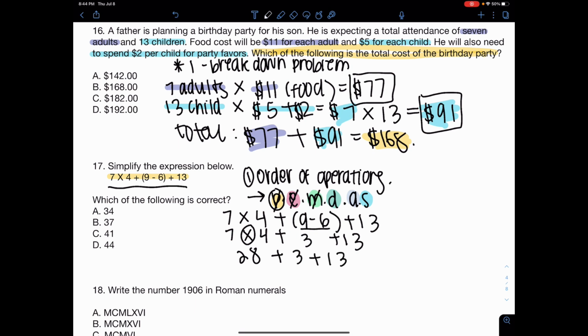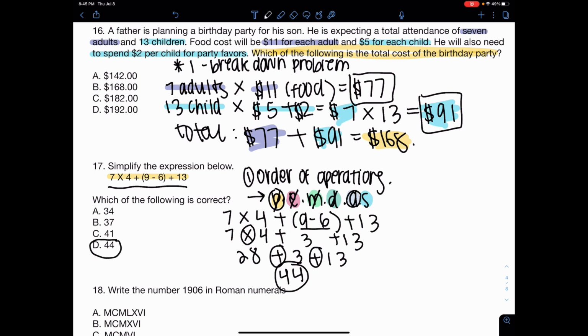Got our multiplication done. Now we do not have any division in this question, so we're going to cross division out. We do have 2 additions, 1 and 2. So we're going to do 28 plus 3 plus 13. It's going to give us a total of 44. And there's my answer right there.